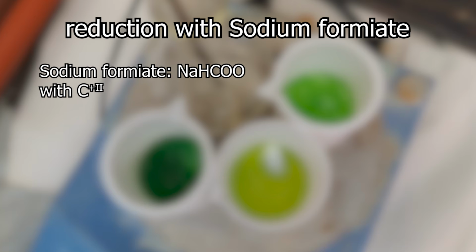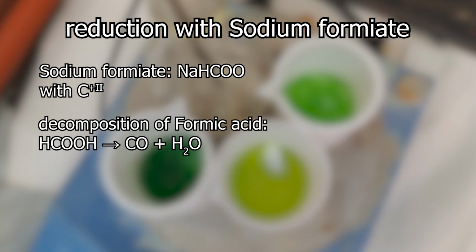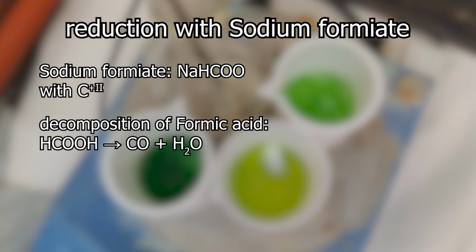Sodium formate in hydrochloric acid forms formic acid. Formic acid is known as a reducing agent. The mechanism behind the reduction varies depending on the application. It contains carbon in the oxidation state of +2, which theoretically can be oxidized to CO2 with the carbon in the +4 oxidation state. However, what actually happens is that formic acid is decomposed into carbon monoxide and water, and then this carbon monoxide acts as a reducing agent.